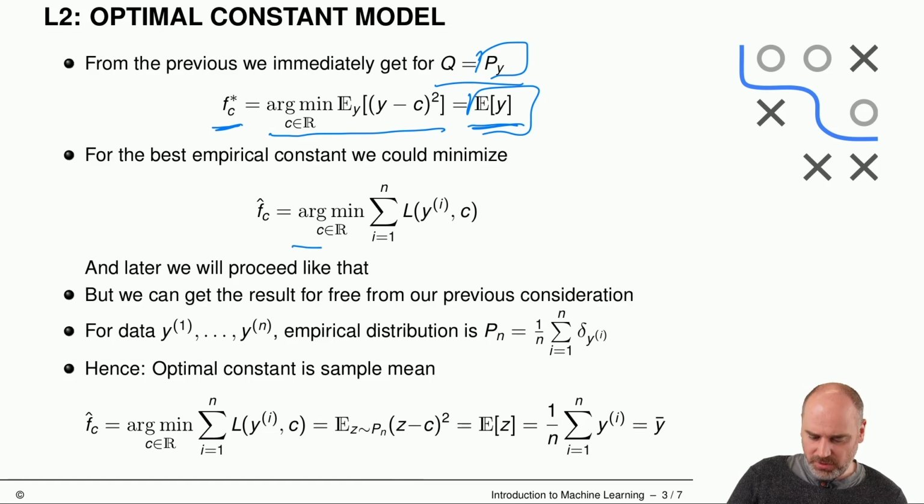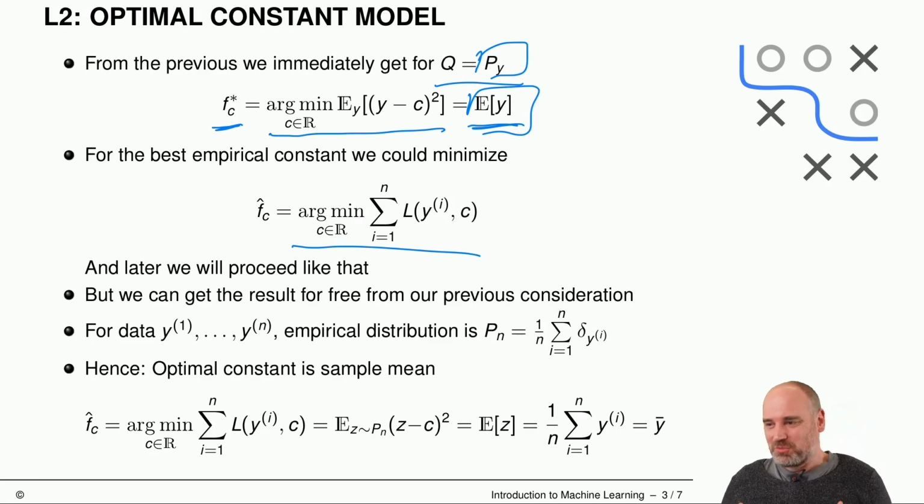And now I maybe want to know what the optimal empirical constant is. So this f hat c, and for that I would have to solve this empirical minimization problem just for a constant. I guess you already know where this is going, right? It's probably going to be the average, the empirical mean. That's certainly true. Thing is, we do want to prove this here. So there are two ways of going about this. We can directly consider this problem here and then solve this minimization problem over c empirically.